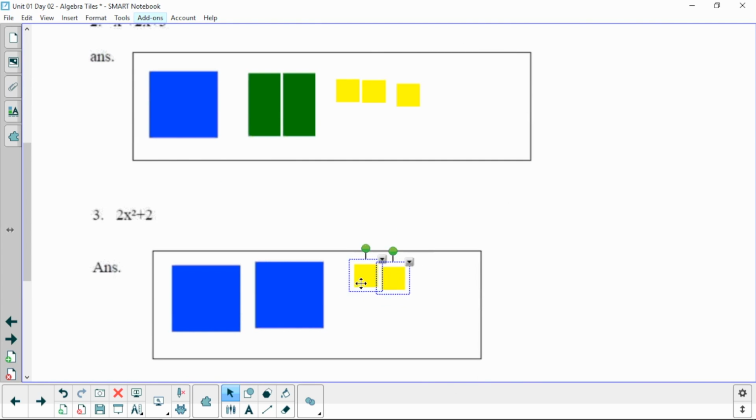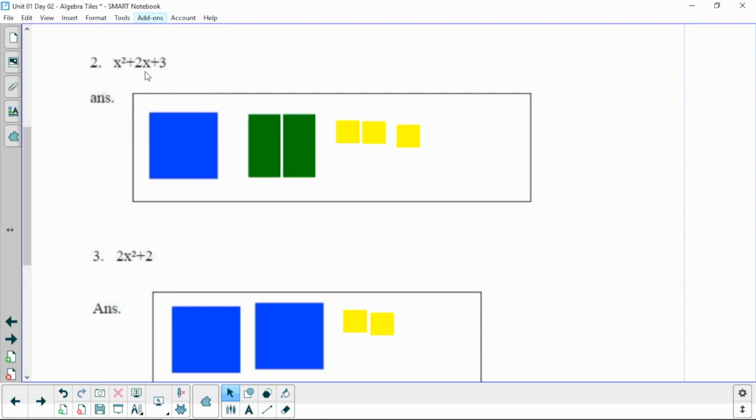If you can visualize this when you see 2x squared plus 2, you'll remember not to combine the 2x squareds with the 2. You can't do anything more to that. It can't be 4x squared. It can't be 4. If you imagine this when you see x squared plus 2x plus 3, you can't combine that anymore. You've got x squared and 2x. They cannot go together. They're not the same thing.